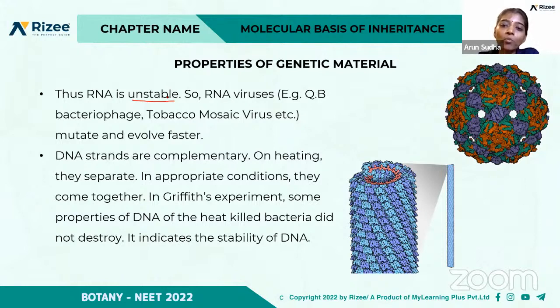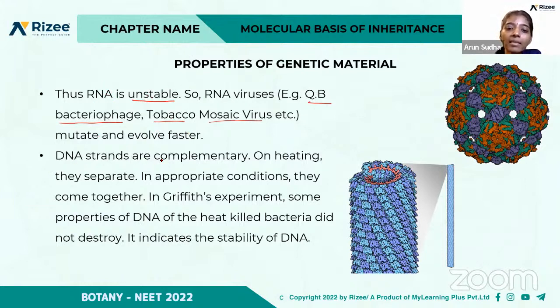So the mutating ability is very high. Even we are hearing every day that mutant strains are arising, right? An example for an RNA virus is the coronavirus. The other RNA viruses are QB bacteriophage and tobacco mosaic virus; they mutate and evolve faster. So the mutation rate is very high and it is so unstable.